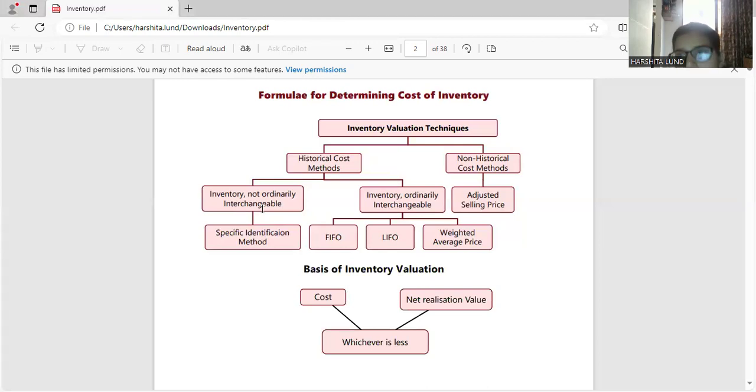Similarly, for the non-historical method, we can consider, for example, the retail method. They know the selling price of each item, they reduce the profit margin, and then they get the cost. This method is used by retail enterprises which have a number of items where the selling price and the normal gross margin are known, so they can calculate the cost of each item. So there are two types of methods: historical and non-historical. In the historical method, if there is a specific identification, we go for that; if not, we can use FIFO, LIFO and the weighted average. And for the non-historical method, we use the adjusted price.